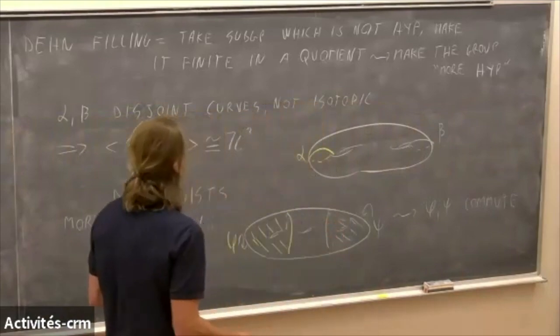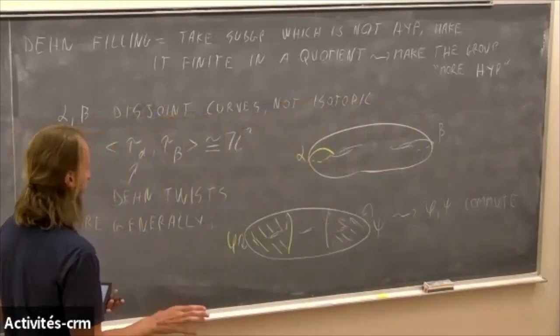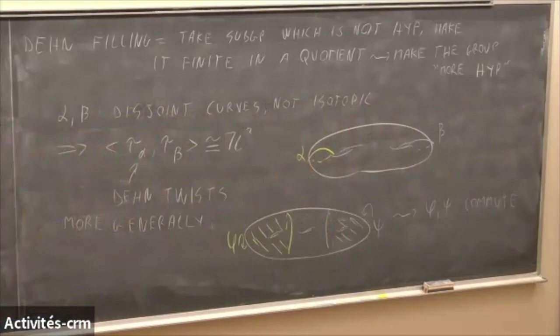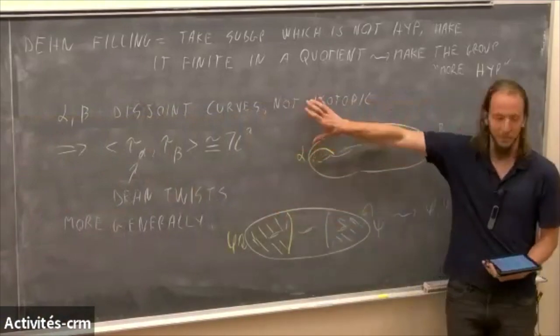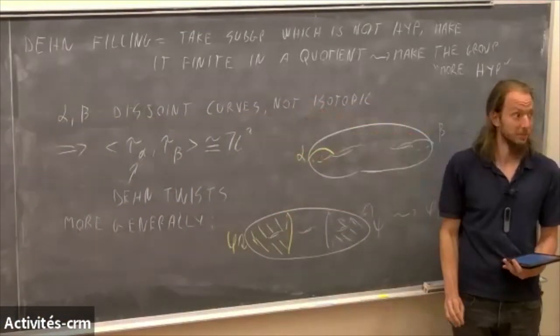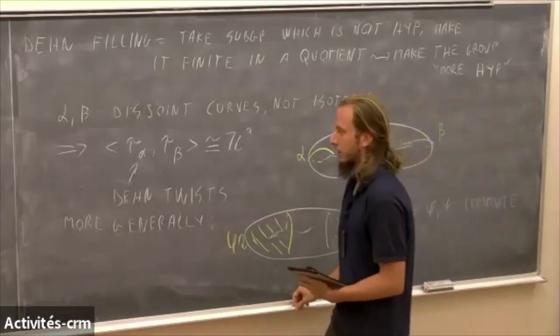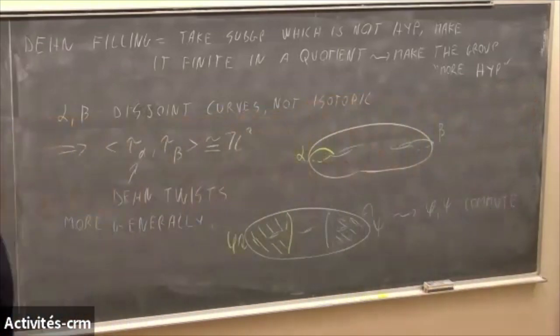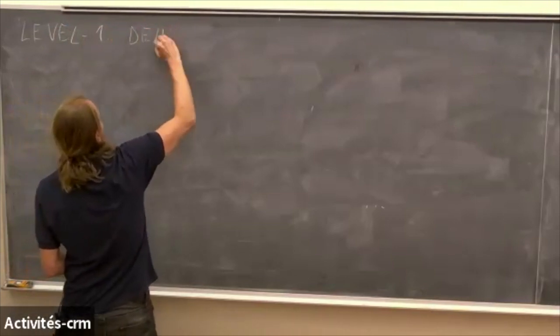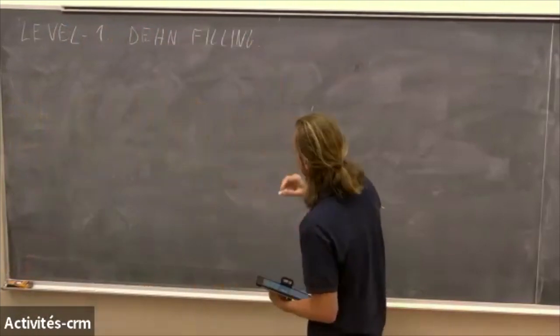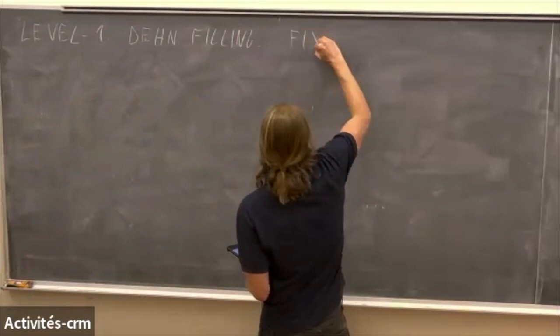So all right, but okay. The obstruction to hyperbolicity of the mapping class group is quite complicated, because mapping class groups are not relatively hyperbolic. So maybe we're going to have to do it one step at a time, and let's focus on the simplest type of obstruction, which is given by Dehn twists. All right, so let's call it a level one Dehn filling. Let's fix a surface.